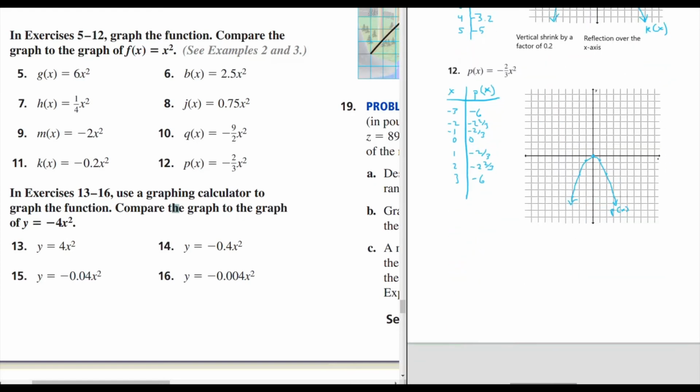And then for number 12, the last one of these graphing problems, 2/3 is between 0 and 1, so this is a vertical shrink by a factor of 2/3. So we're only 2/3 the distance away from the x-axis compared to the parent function, and the negative causes it to open down, so this is also a reflection over the x-axis. So a lot of those transformations are the same throughout a lot of these graphing problems on this assignment.